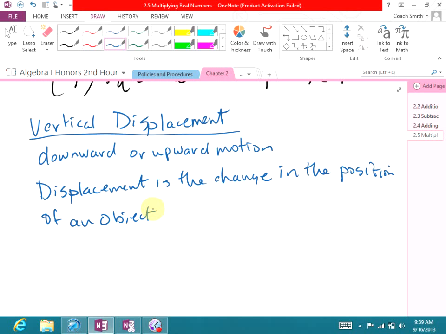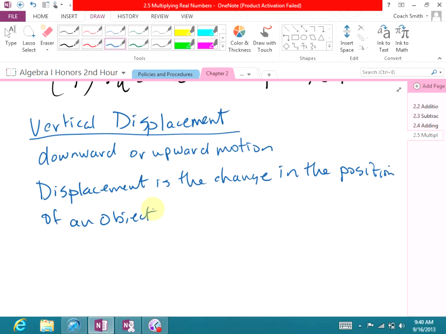Unlike distance, in other words, when you travel distance, do we ever have a negative? Did you travel a negative 2.2 miles? No. Distance can't be negative; it has to be positive. Displacement can be positive, can be negative, and it can be 0. So that is the difference between distance and displacement.